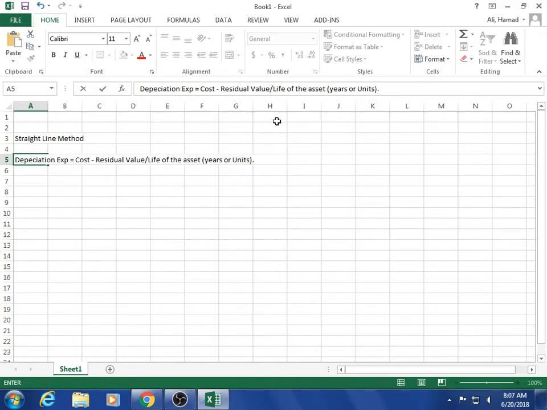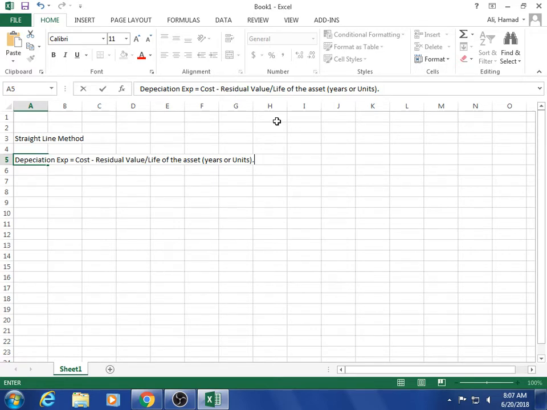So let's look at this example on the next page, page 376. You see the example on the top of the page? It says a delivery truck costs $20,000 and has an estimated residual value of $2,000 at the end of its estimated useful life of 5 years. So the residual value is 2,000. The life is 5 years. Under the straight line method, the annual depreciation would be what?